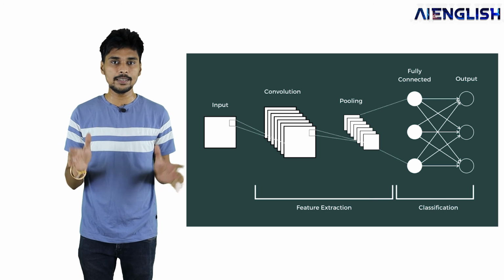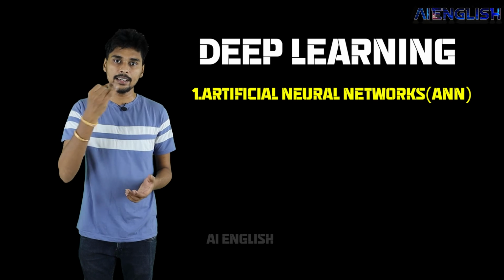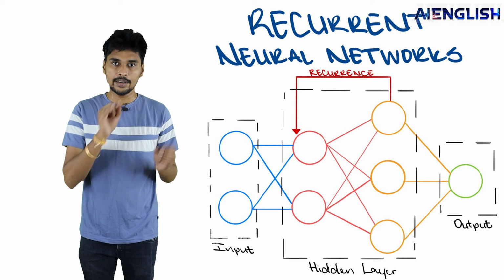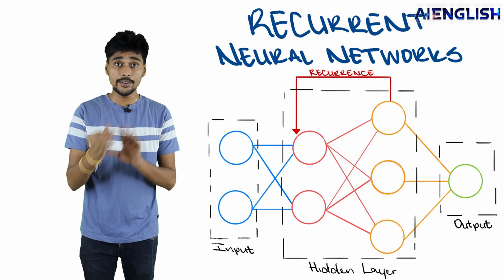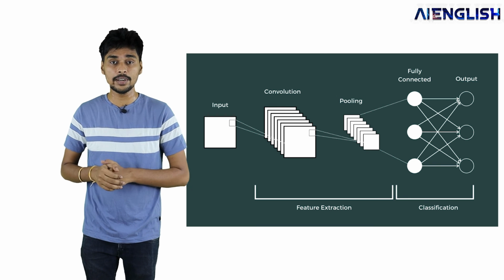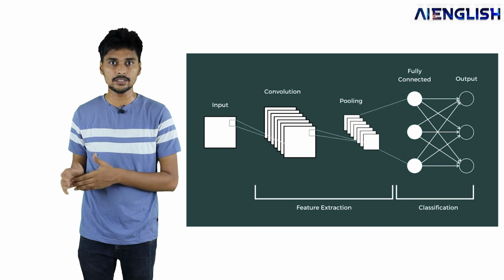So that's the complete details about deep learning and the three types of deep learning. Artificial neural networks consist of recurrent neural networks. Recurrent neural networks mostly deal with time series and music kind of data, whereas convolutional neural networks are widely used in image processing, detecting images, and video processing.